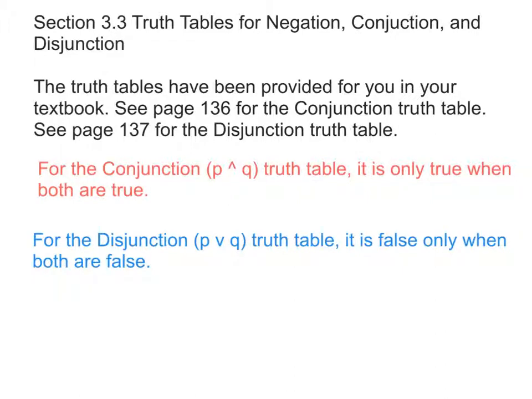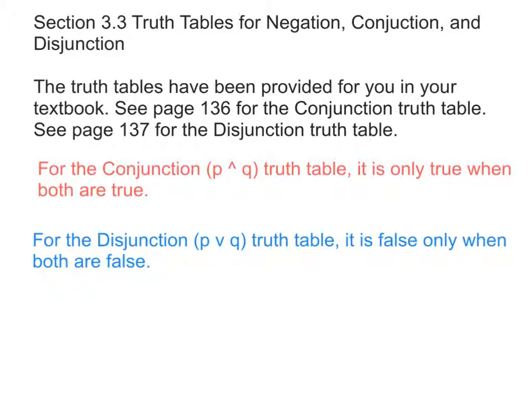Section 3.3 is truth tables for negation, conjunction, and disjunction. The truth tables have been provided for you on page 136 and page 137. For the conjunction, you need to remember that it's only true when both are true. For the disjunction, which is the or statement, it is only false when both are false.